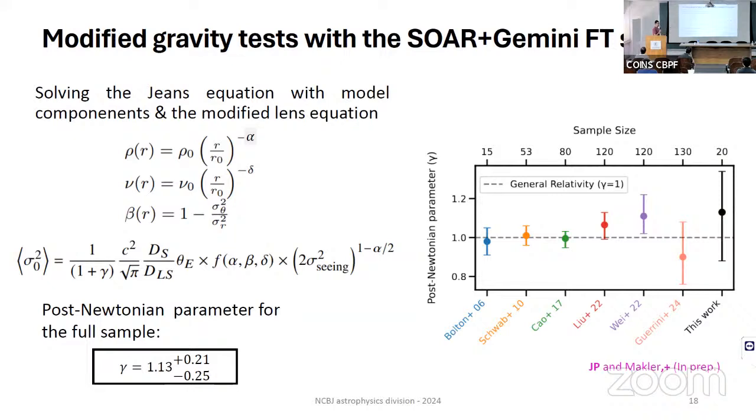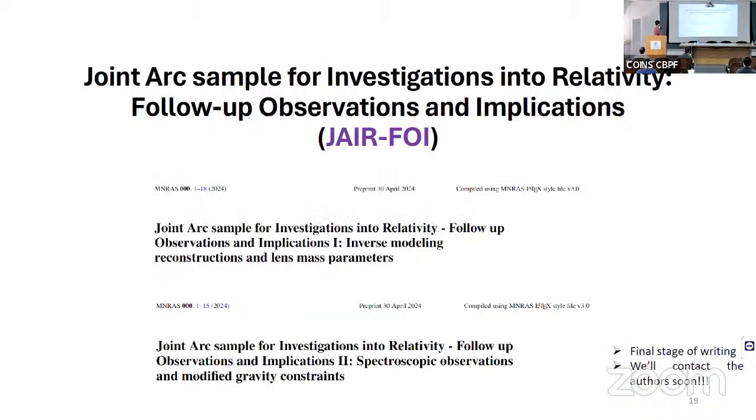I mean, fully from the ground-based observations, not only on the spectra, the follow-up, but also modeling ground-based imaging data. We know that many of the authors of the follow-up proposal are currently in the audience. I just want to mention that we decided to break this analysis into two papers, and that these two papers are in a final stage of writing. So we'll be contacting all of the authors soon.